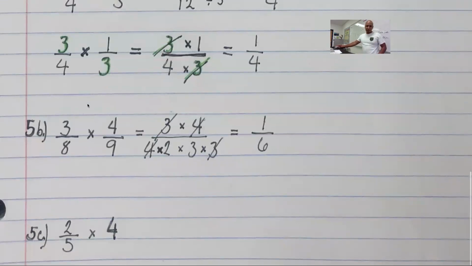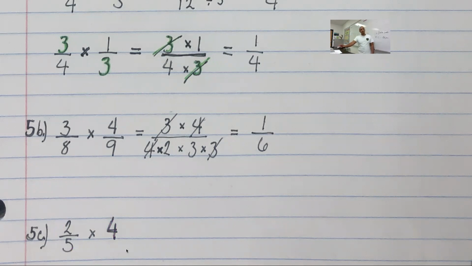to this next example. None of these examples are part of your homework, though this is 5C from your textbook. But we have 2/5 times 4, just 4. Is 4 greater than 1? Yes. 1, 2, 3, 4. 4 is greater than 1. This is 4 wholes. So I expect my answer to be greater than 2/5. I expect it to get bigger because I'm multiplying 2/5 by something that is greater than 1.